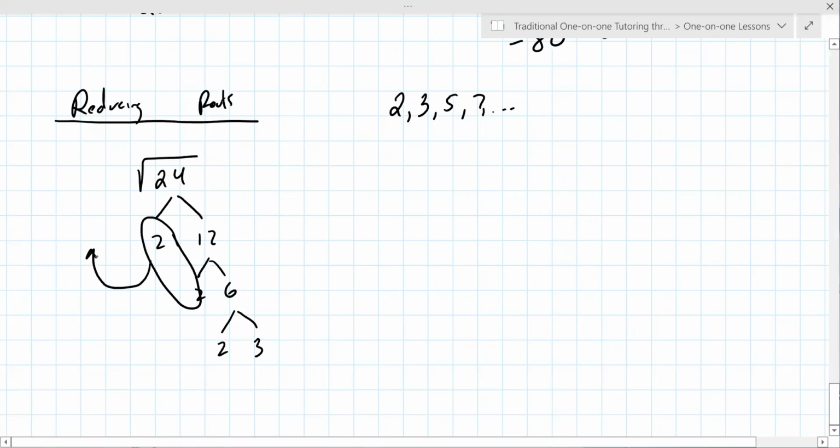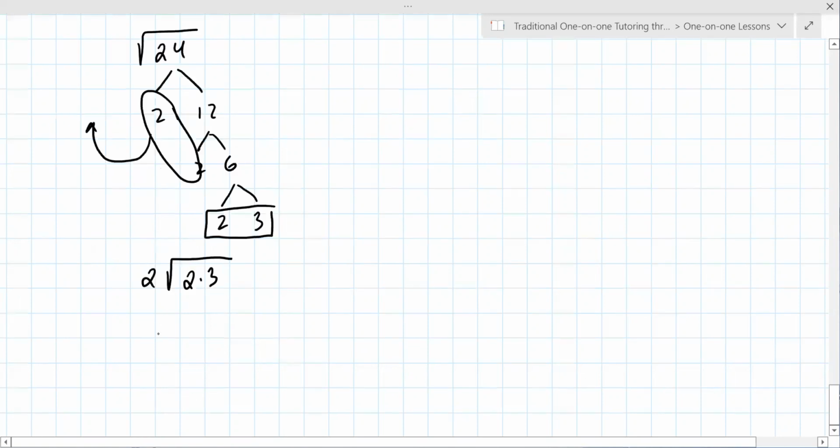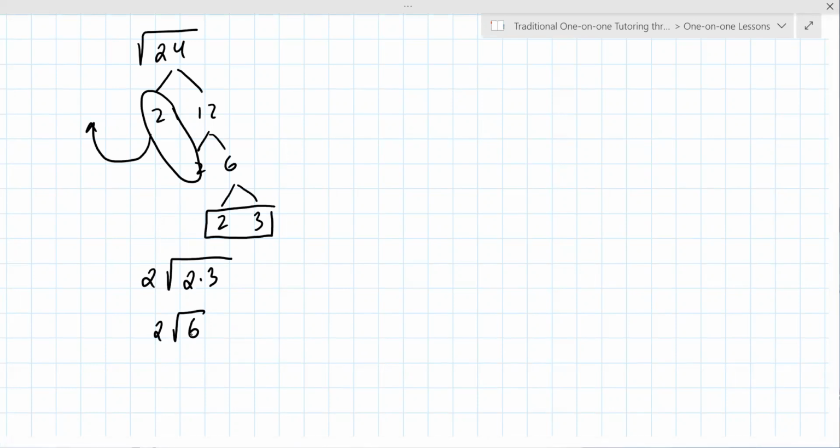Okay. So for each pair, you can bring a number out. So in this case, you can bring a 2 out. But what's left over? What's still on the inside of the square root? Everything else that you didn't bring out. So there's a 2 times a 3 inside. So that's 2 square root 6.